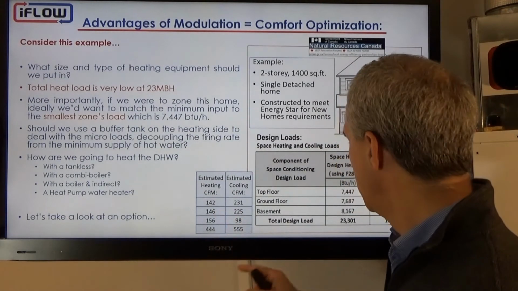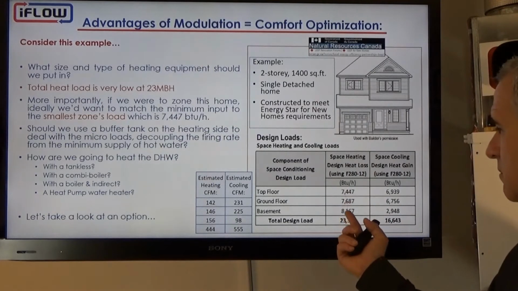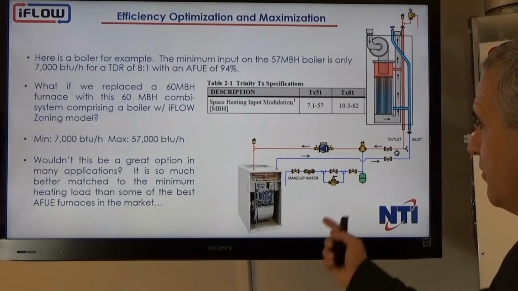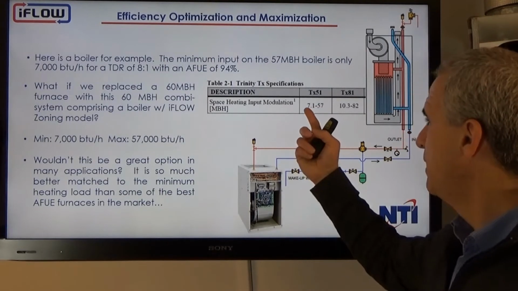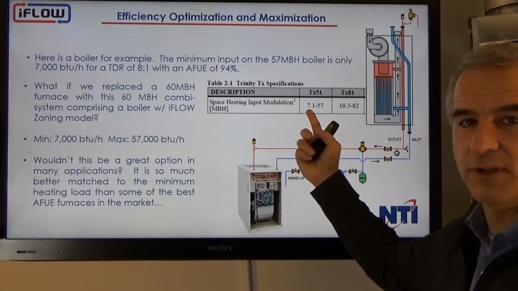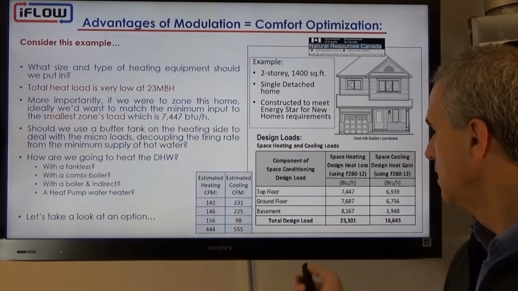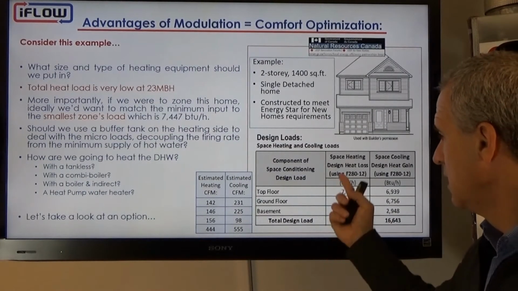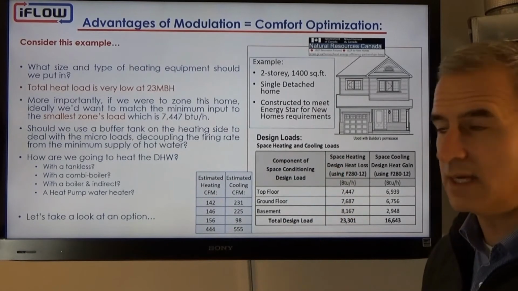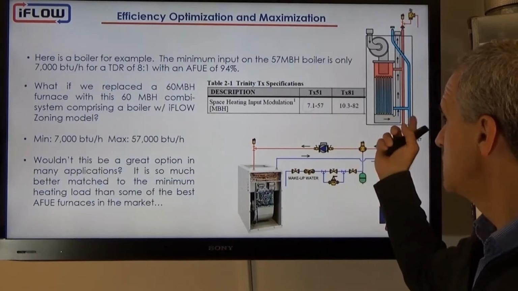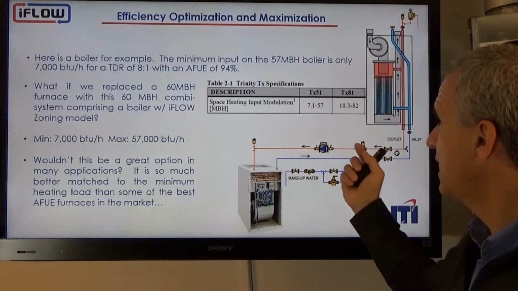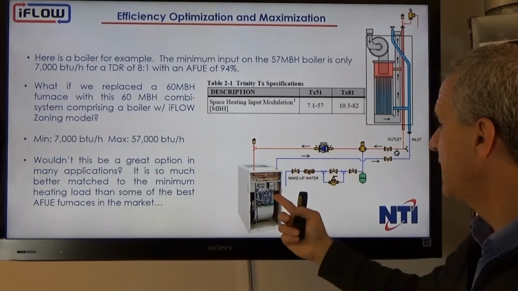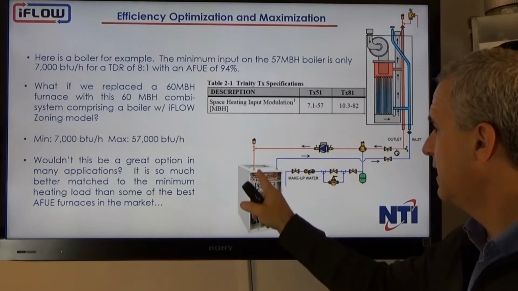We can pair, if I have this heat load, for example, 6,000 or 7,000 BTUs, what if I pair it with this boiler that has a minimum input of 7,000 BTUs? I need 7,000 BTUs, 7,000, 7,000, 8,000. So perfect to do on the heating side. I can put this boiler in, 95% AFUE, or 94% on this one, sorry. I can run it that heat load. I can just tie it in.